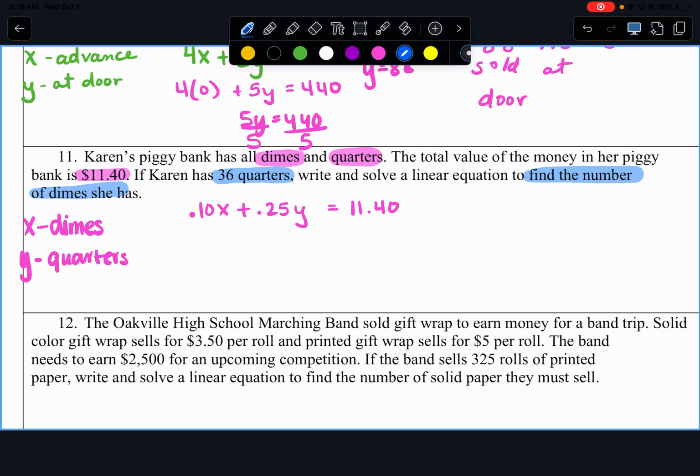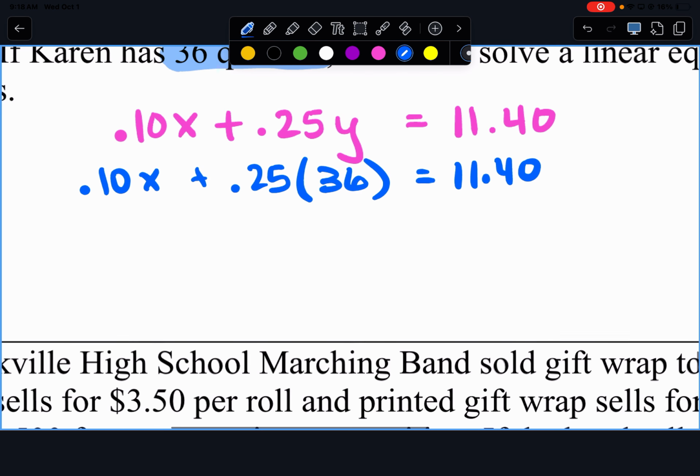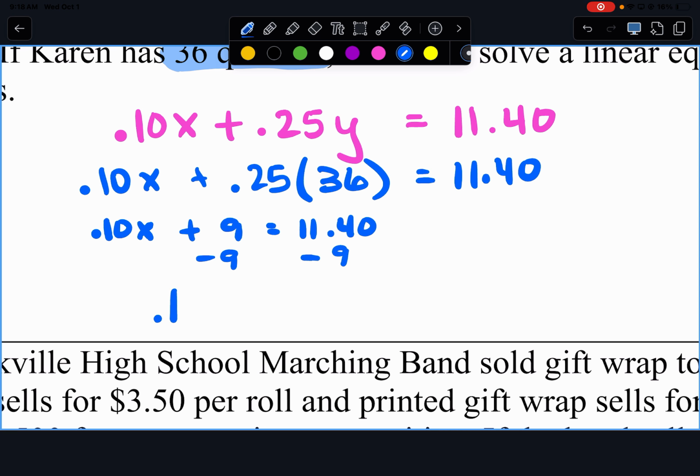So what do I need to do with that 36? Plug in 36 for y. So we're going to do 0.10x plus 0.25 times 36 equals 11.40. So let's solve that. So we get 0.10x plus 9 equals 11.40. What do I do from there? You subtract. So we get 0.10x equals, what is 11.40 minus 9?